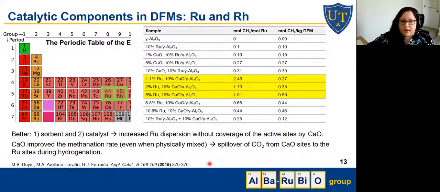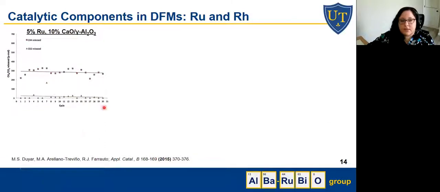by the sorbent. Additionally, they found that even with physical mixtures of catalyst and sorbent, there is an increased activity in the methanation. This is due to the fact that even when the sorbent and the catalyst are separated, there is still this spillover of CO2 from the sorbent to the catalyst, improving the hydrogenation. And they showed that this catalyst with ruthenium, calcium oxide, and gamma alumina was stable for many cycles. And this was with a clean, simulated flue gas.